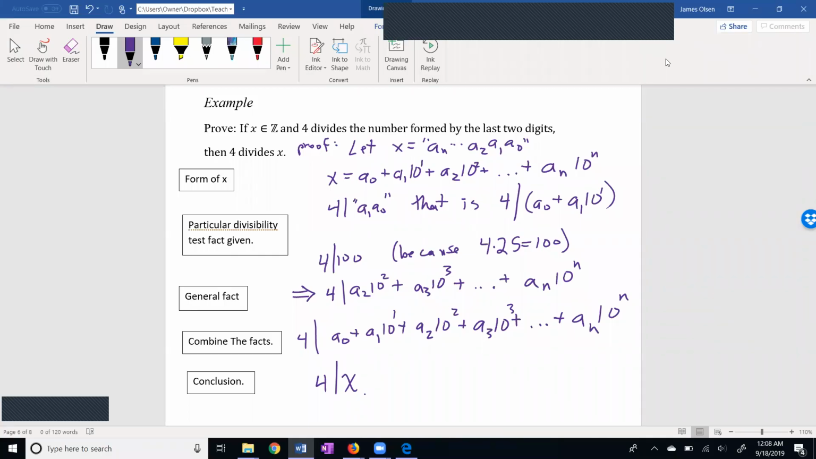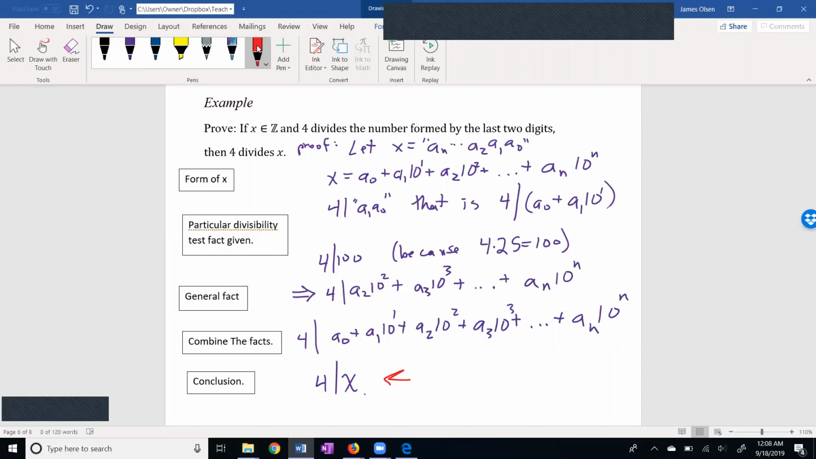Now let me make a few comments about the converse of our statement. The converse of our statement would be that if 4 divides x, then 4 divides the number formed by the last 2 digits. That is also true. So these steps are pretty much reversible. Now we would be starting down here. Our given information would be here.